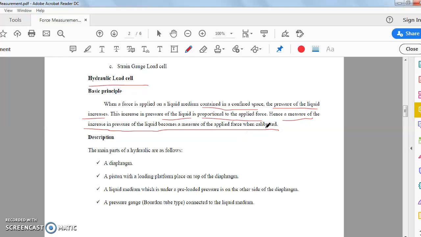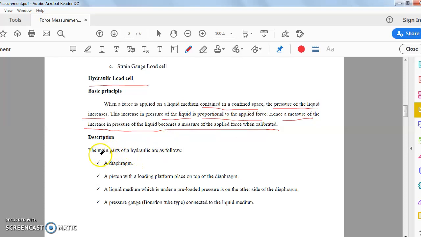That means the load is first applied on the liquid column. So whatever the amount of load applied, that equivalent amount of pressure will be applied on the liquid column. So we'll measure the pressure on the liquid using a pressure gauge, and using that measured pressure, we can understand the value of the load that is applied. Okay, so load is directly proportional to the pressure applied on the liquid. This is the main fundamental idea.